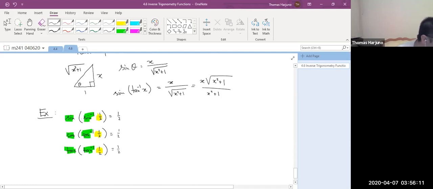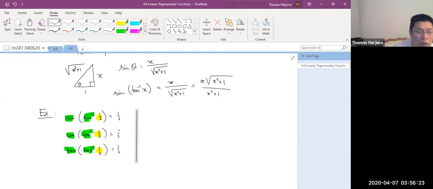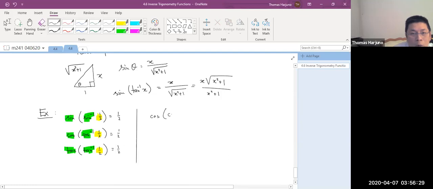Even though we need to be a bit careful with the sneaky part. If you see this question in my test or my quiz, I'll try to be very sneaky on you. For example, cosine of cosine inverse of 2. Now, this is not equal to 2. Why? Because cosine inverse of 2 has no solution. You see what I mean?